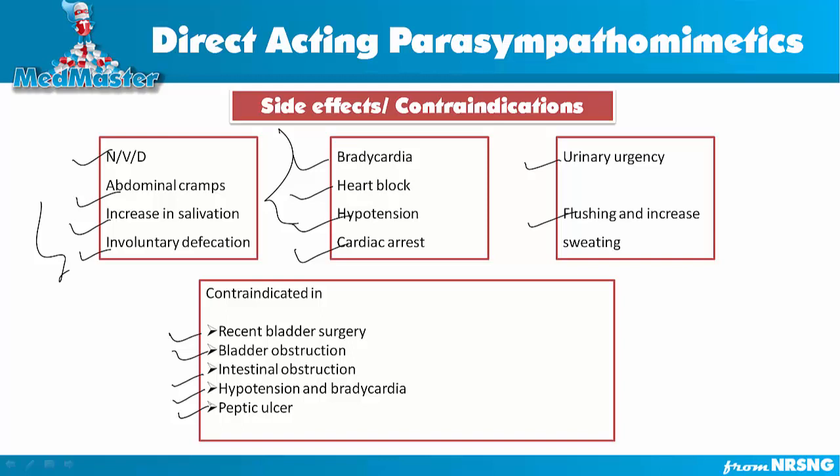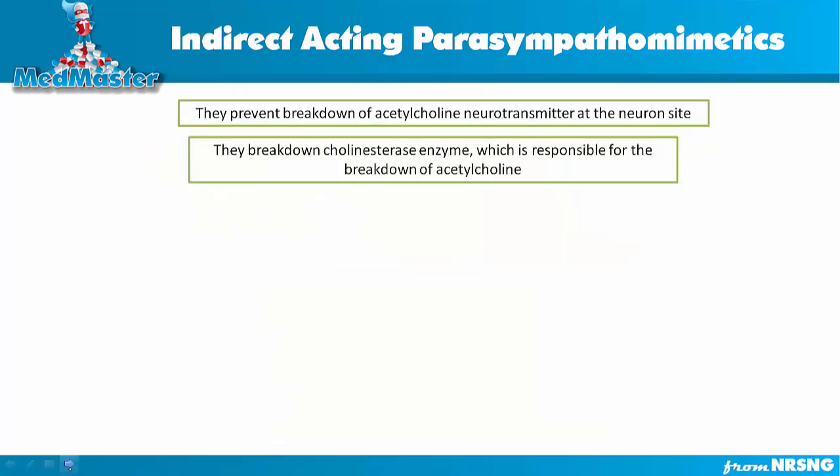And if they have a peptic ulcer, because the parasympathetic nervous system increases GI activity, like increasing the secretions of all the enzymes and everything as well. So if they have a peptic ulcer, you do not want to give this medication, because it is going to increase acid secretion in the stomach and cause more problems if they already have a peptic ulcer. So that was the direct acting parasympathomimetic drugs.